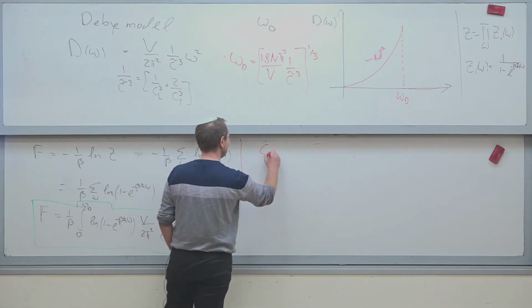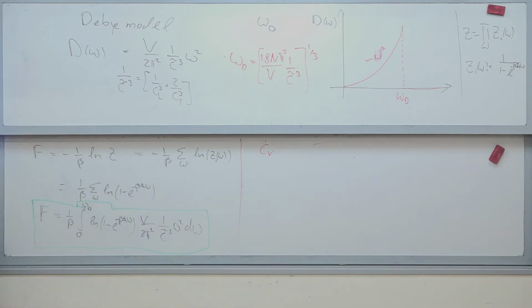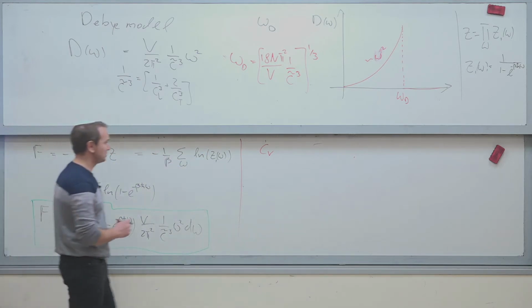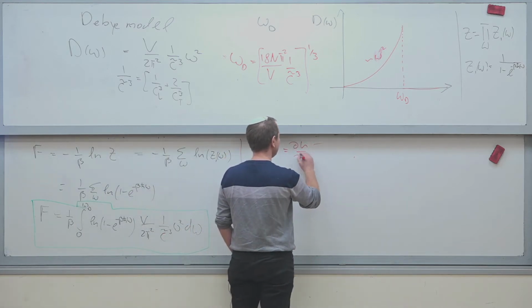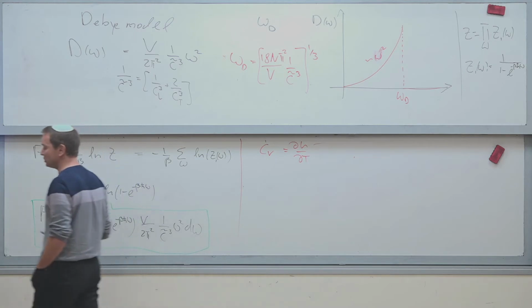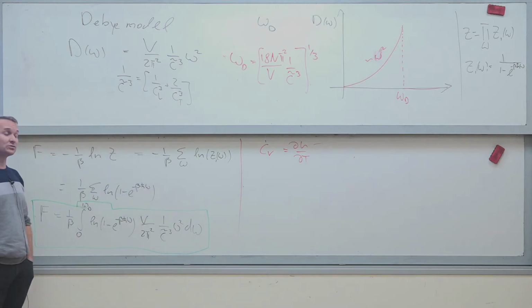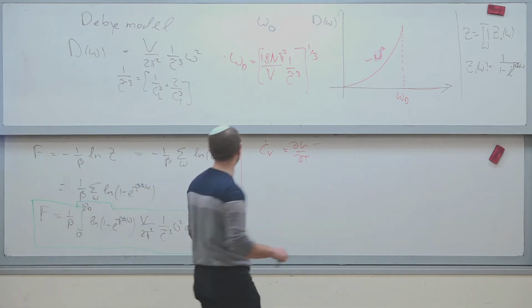For example, the specific heat. What is the specific heat? Specific heat is dU/dT. We can go to the definition of the average energy, take its derivative with respect to the temperature, and count everything we want. Now, how does one compute this average energy? There are several ways. We already have a formula, but if one does not remember it, one can always derive it. How is this formula related to F?